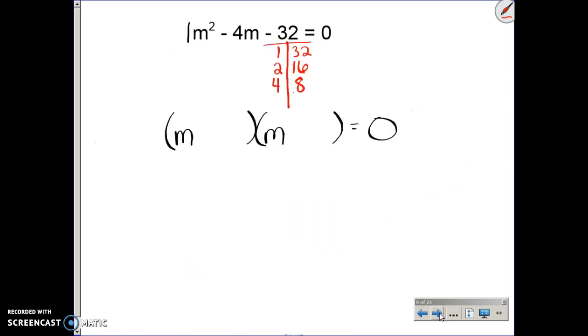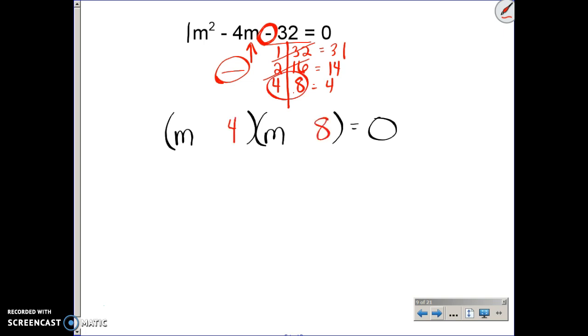Alright, now I gotta look and see if I'm gonna add or subtract. My 32 is negative, so I'm going to subtract 2 numbers to get 4. 32 minus 1 is 31. That doesn't work. 16 minus 2 is 14. That doesn't work. 8 minus 4 is 4. That works.